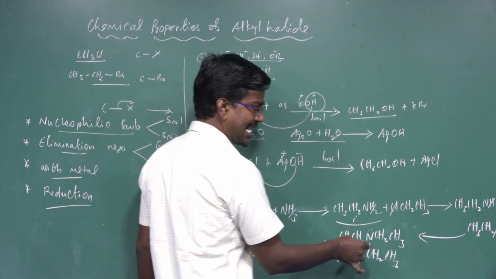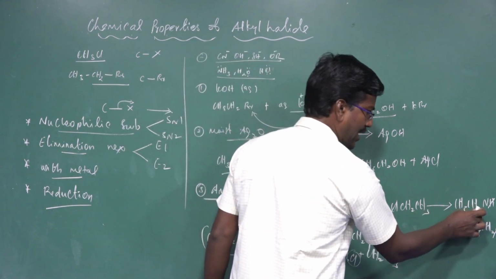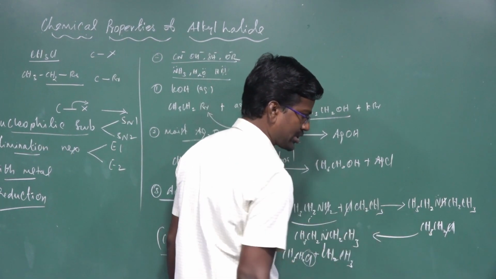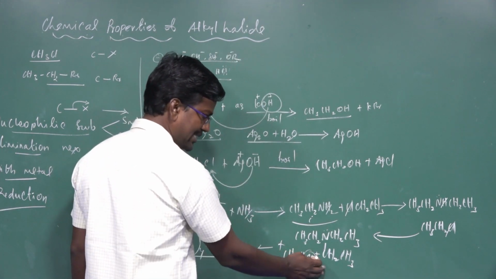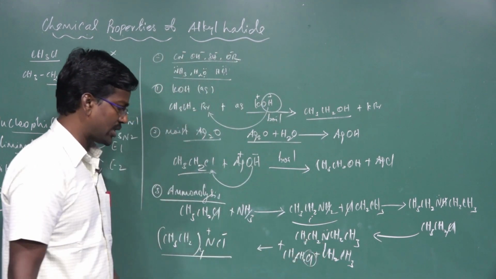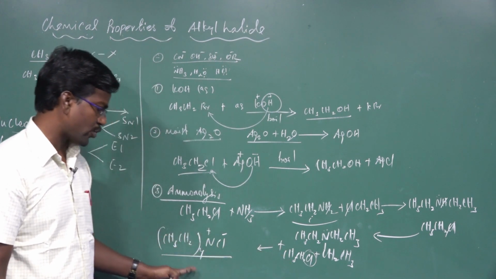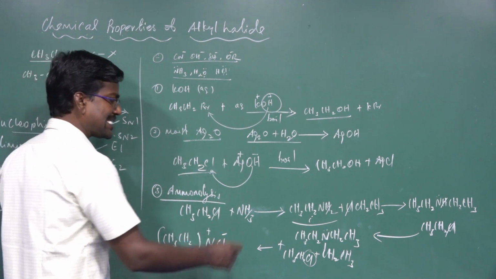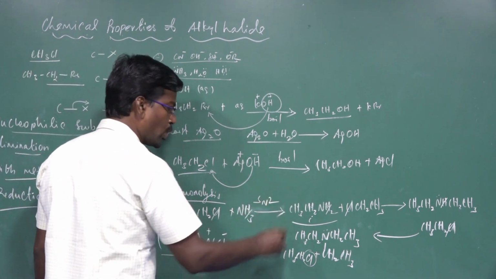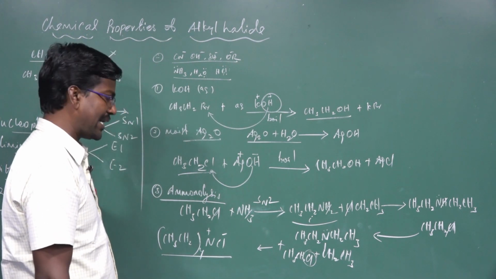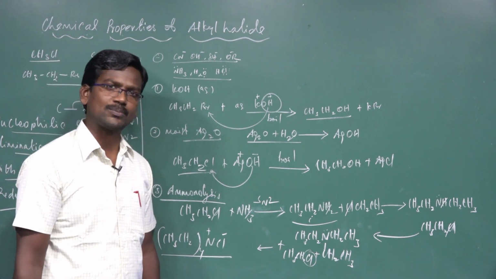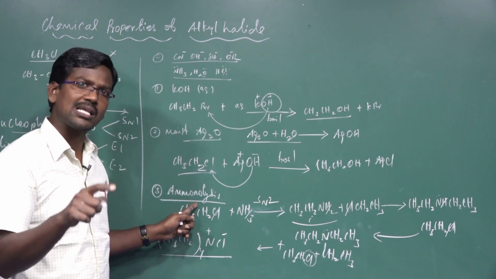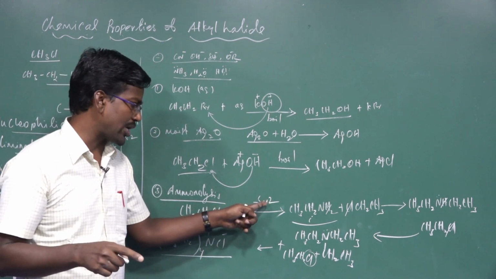The primary amine further reacts with one mole of ethyl chloride to form a secondary amine. The secondary amine contains nitrogen possessing a lone pair of electrons. The secondary amine further reacts with one mole of ethyl chloride to form a tertiary amine. The tertiary amine again reacts with another mole of ethyl chloride to form a quaternary ammonium salt. This reaction involves the SN2 mechanism. Two types of nucleophilic substitution reactions are there: one is unimolecular nucleophilic substitution, another is bimolecular nucleophilic substitution. The ammonolysis of alkyl halides involves bimolecular nucleophilic substitution.